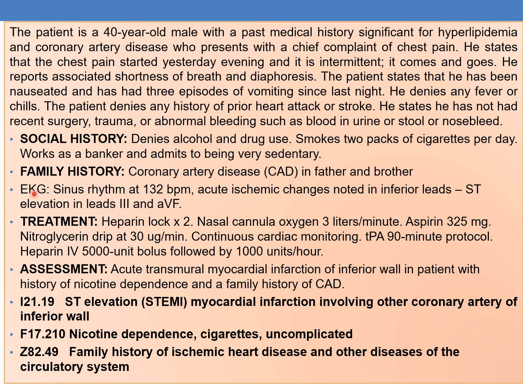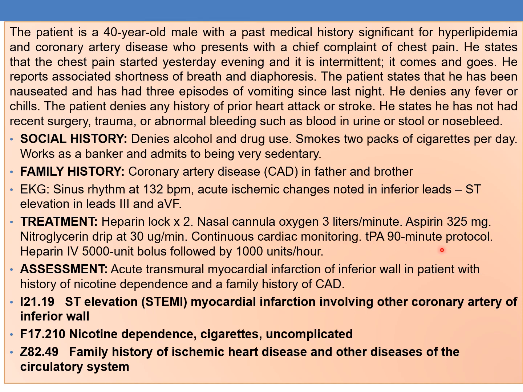And at the office, the EKG shows sinus rhythm at 132 beats per minute, acute ischemic changes noted in the inferior leads, ST elevation in leads 3 and AVF. ST elevation is seen in lead 3. Coming to the treatment options, heparin block twice, nasal cannula oxygen 3 liters per minute, aspirin 325 mg, nitroglycerin drip at 30 mg is given. Continuous cardiac monitoring is advised.